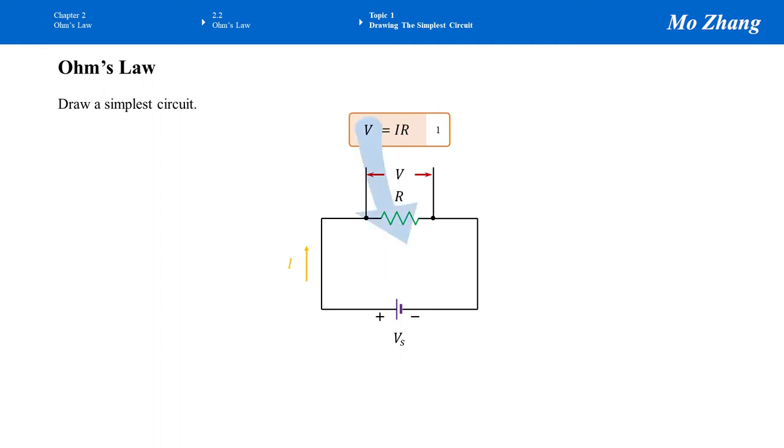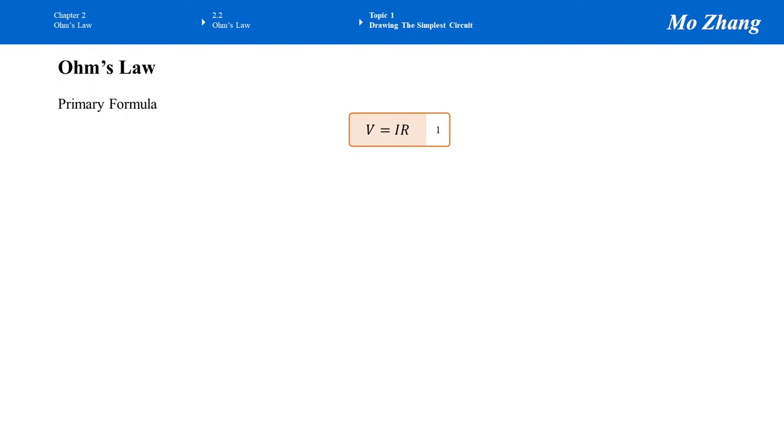We can say the total voltage drop on the resistor depends on how much current is passing through it and also the resistance. This is the Ohm's law formula. I call it the primary formula. From this formula, we can rearrange it and get two more forms. Let me erase this circuit. We're going to derive the other two forms from the primary formula.